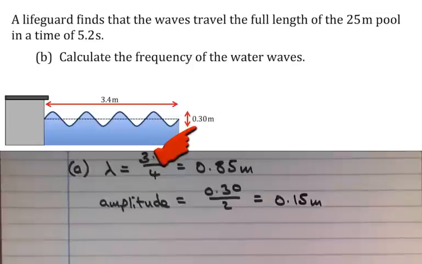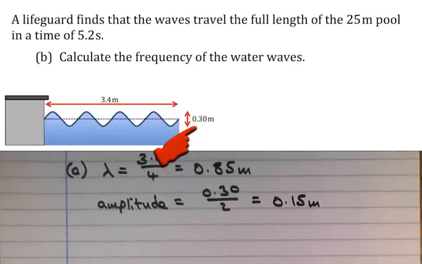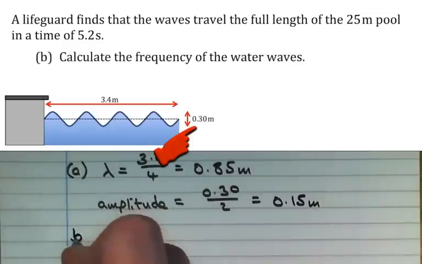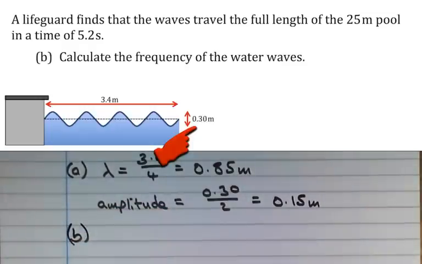Now we should hopefully be thinking of the equation V equals F lambda. When we're talking about waves, the speed of the wave can be worked out in 2 ways. In this case we actually know the distance that it's travelling in a certain time, so we can use speed equals distance over time, but the other way is V equals F lambda. If we multiply the frequency in hertz by the wavelength, which is in meters, that also gives us the speed. In fact, in this question we'll use both equations.